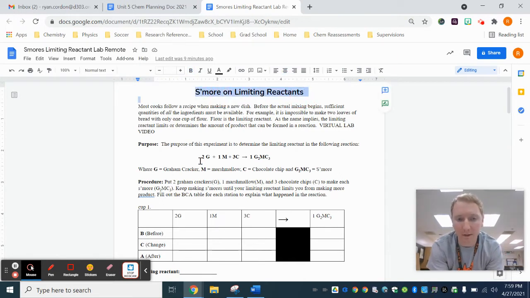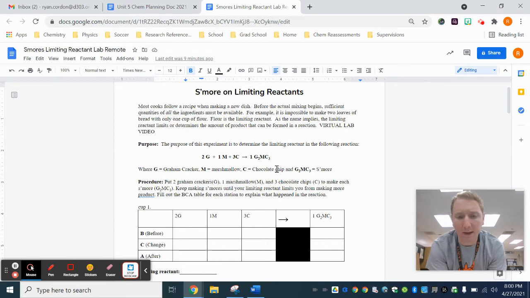So we're going to be doing a s'mores lab here. The chemical reaction for creating a s'more is 2G, so 2 graham crackers, plus 1 marshmallow, plus 3C, which is chocolate chips, so 3 chocolate chips, and that will make 1 s'more. And again, 1 s'more is 2 graham crackers, 1 marshmallow, and 3 chocolate chips.